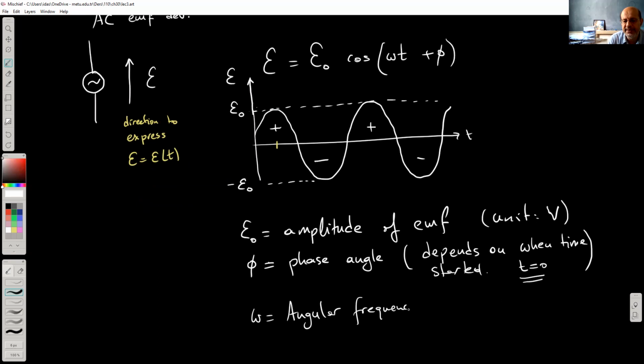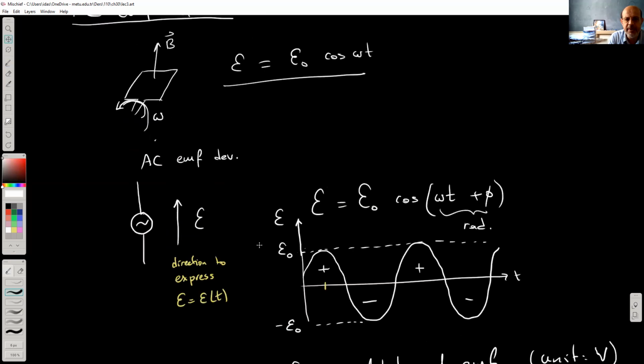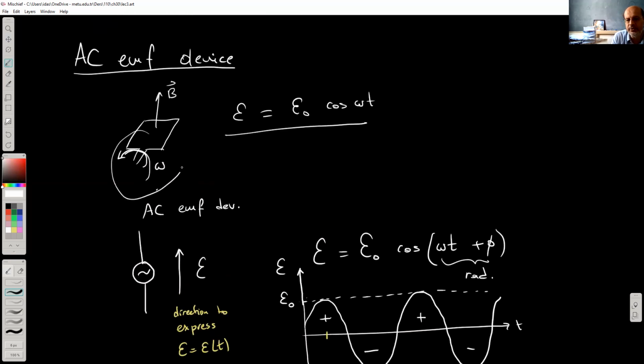Why angular frequency? Because it's a number that appears inside the argument of the cosine. So the argument of the cosine should be in radians, right? And so as a result, when I multiply the time with that constant, the result should be an angle, and that's why we need to have angular frequency in here.